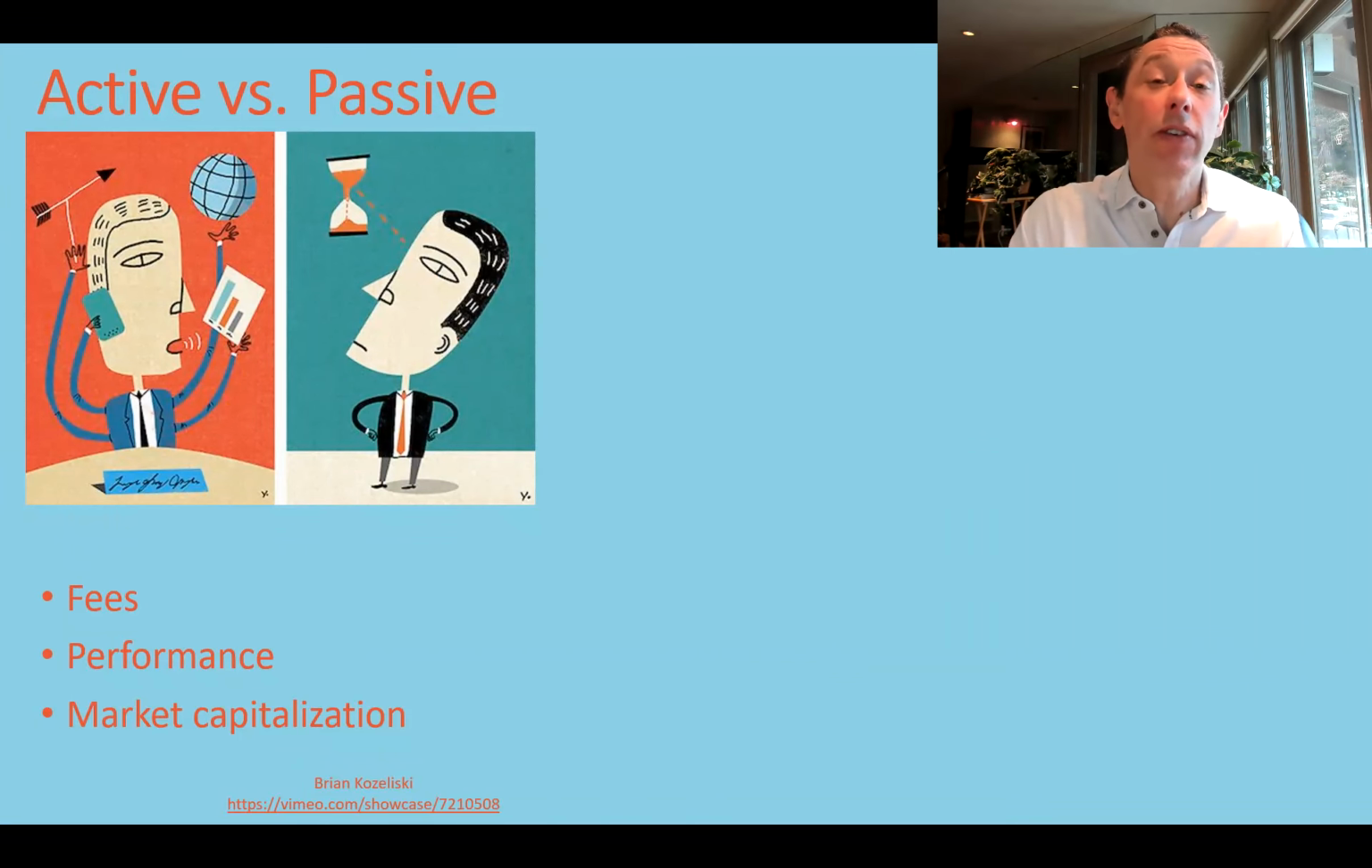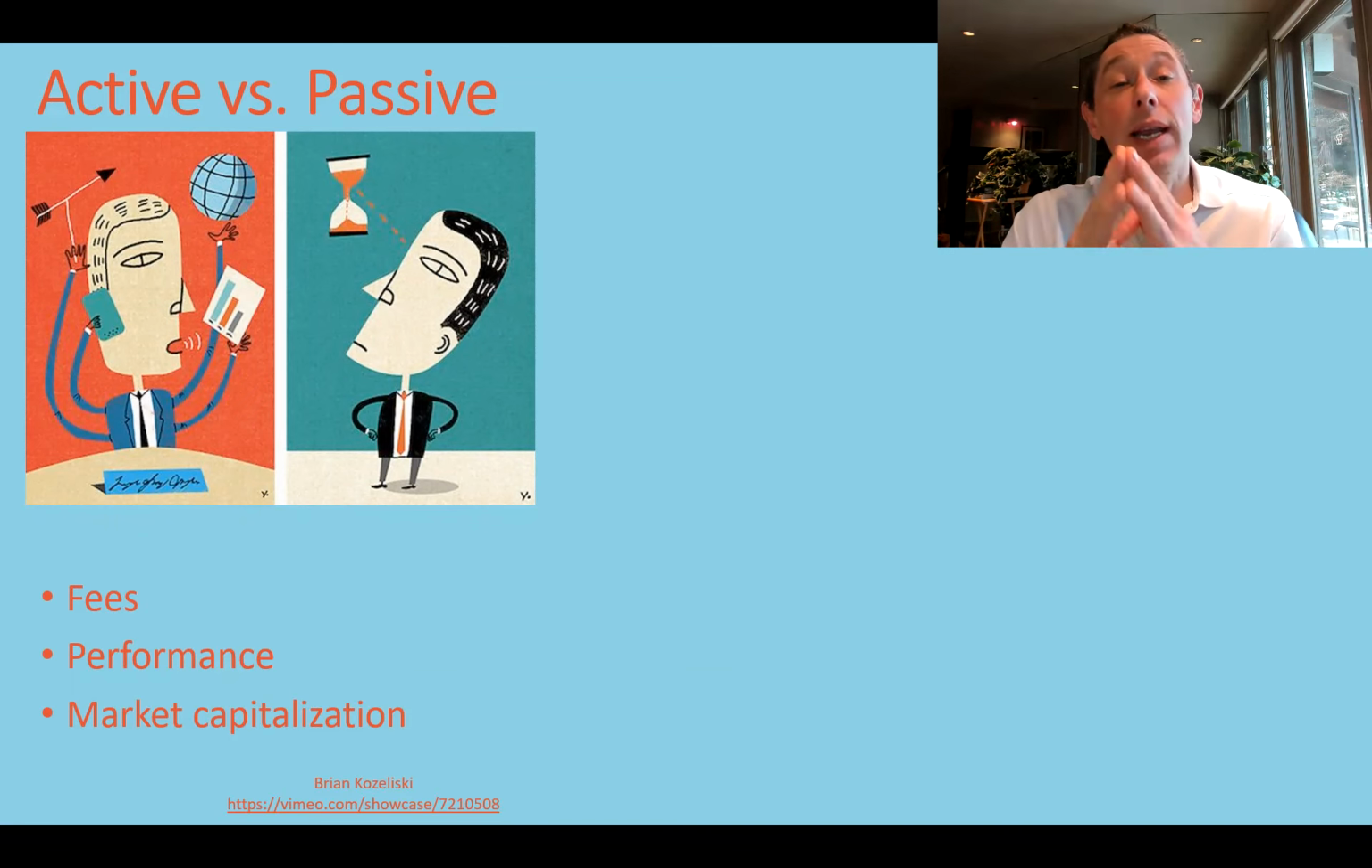The thing here is basically: pay high fees for the chance to outperform the market, but not guarantee it, or pay low fees for zero chance to beat the market, but always be just exactly what the market is. Now, there's another thing we need to consider, and that is market capitalization.